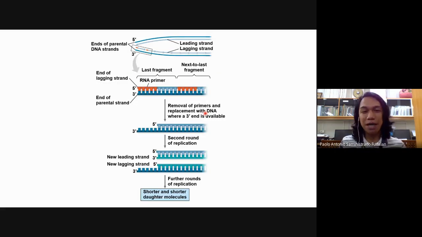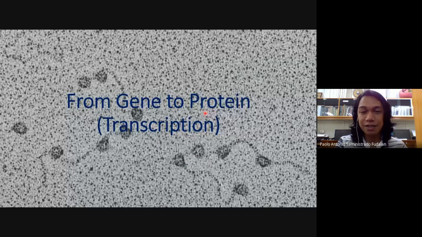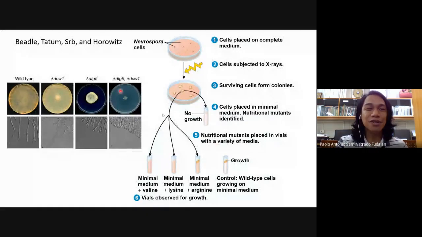So now let's talk about the next topic, gene transcription, from gene to protein, but this time transcription first. Let's start again with an experiment, and this experiment was done by Beadle and Tatum together with their colleagues Serb and Horowitz. They used an organism, a bread mold called Neurospora crassa. That's the scientific name.